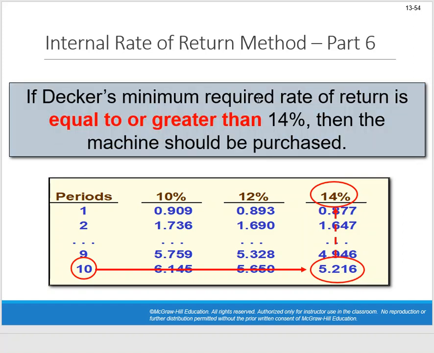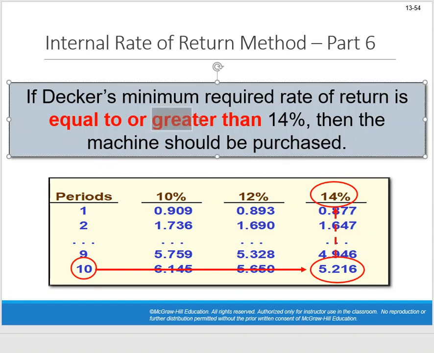So if Decker's minimum required rate of return is equal to or greater than 14%, then the machine should be purchased. Think about that for a minute. Is that right? If the minimum required rate of return is equal to or greater than 14%, then the machine should be purchased.